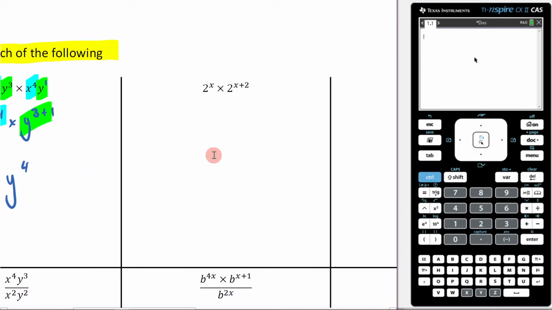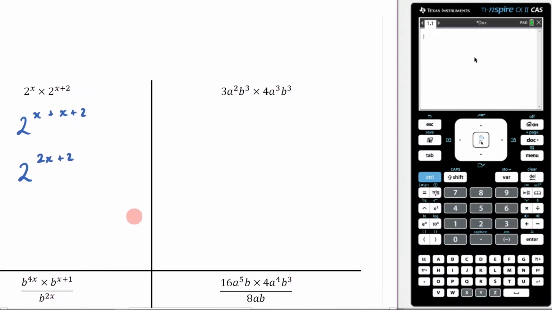Here it is. So what we're going to do here is first of all, take note of the fact that the bases are the same. So that means we can add the powers. So 2x plus x plus 2, that is 2x plus 2. That's going to be our answer there. And we move on to the next one.